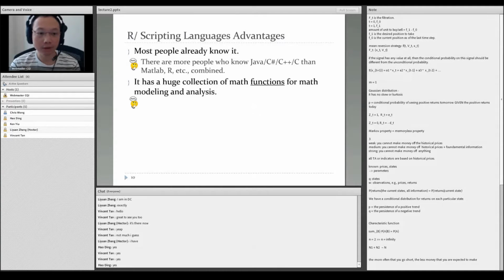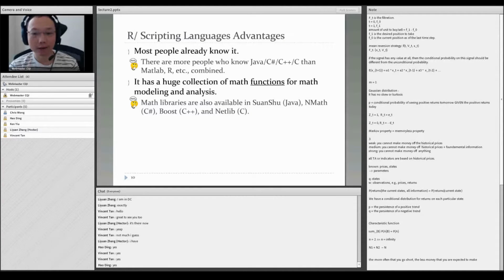The other argument, having a huge collection of math functions, is not exclusive to R. If you use other programming languages like Java, C Sharp, C++, and C, there are also math libraries available for you to call. For example, Numerical Methods, where we market a Java library called Shanshu, also has a huge collection of math libraries that you can put together to construct your trading strategies.